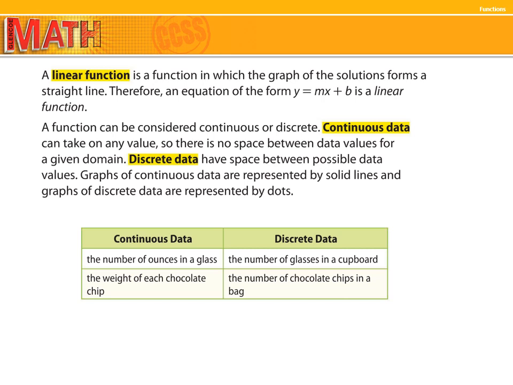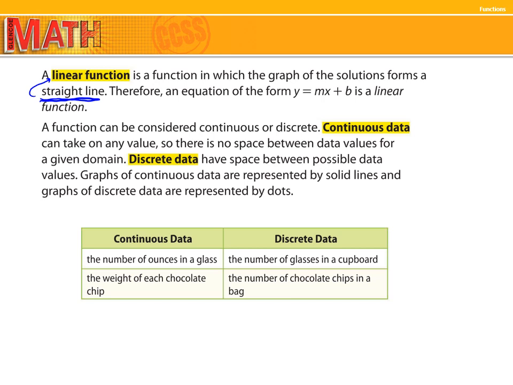So on this screen, you can see there's a lot of information, but please bear with me. It's just 3 definitions and some very important information. So don't skip through this. A linear function is a function in which the graph of the solutions forms a straight line. Therefore, it's called a linear function, just like a linear equation that we talked about earlier in the year. Therefore, an equation in the form y equals mx plus b is a linear function.